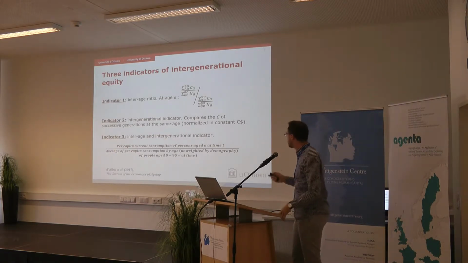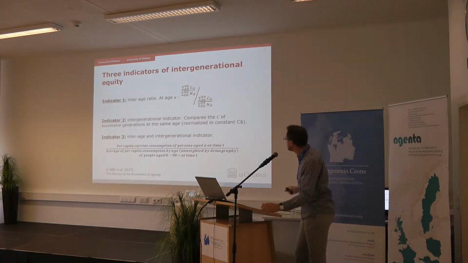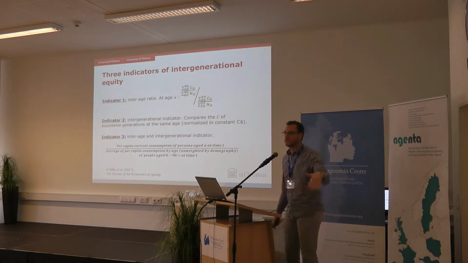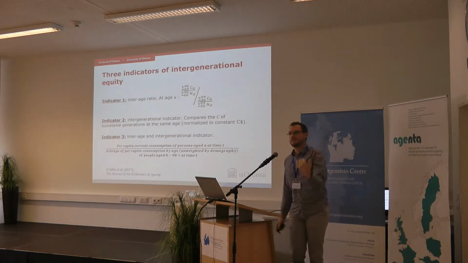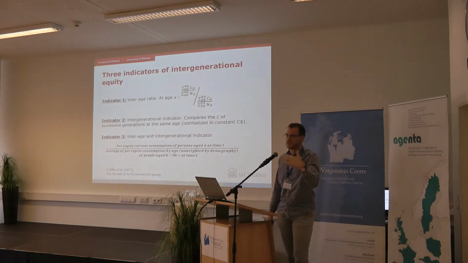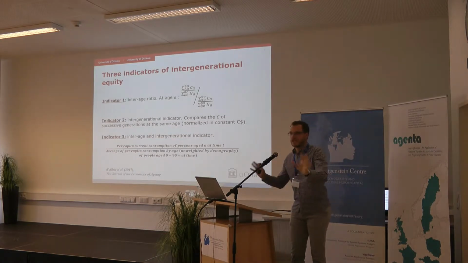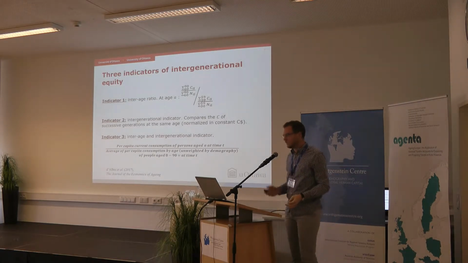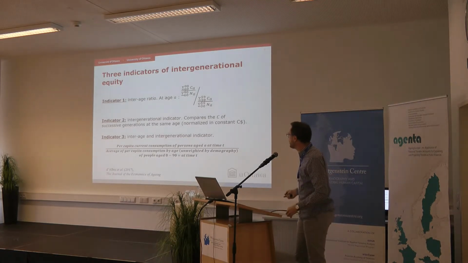The second one is really simple too. It's an intergenerational indicator. So you compare, for example, the consumption of successive generations per capita at the same age. And so you have your cohort per capita, and if, for example, your consumption increases from one generation to another at the same age, we can discuss a lot about that, but you can say that it's kind of intergenerational equity, right?